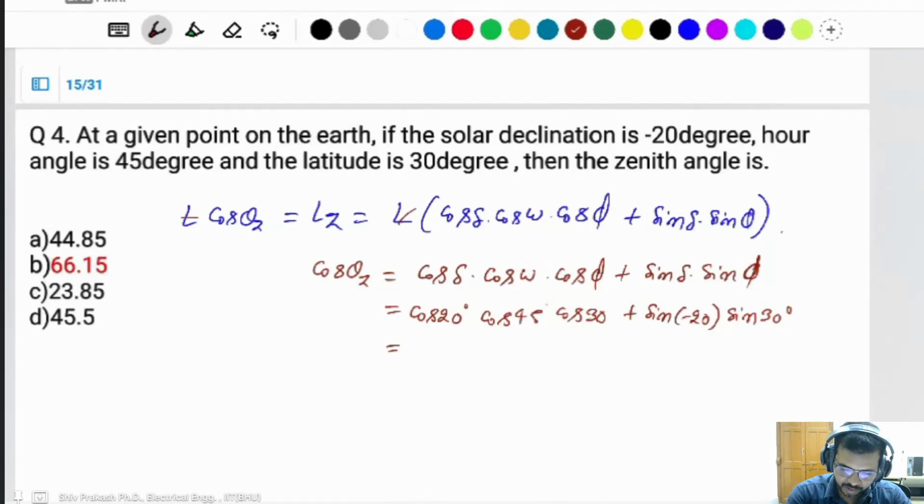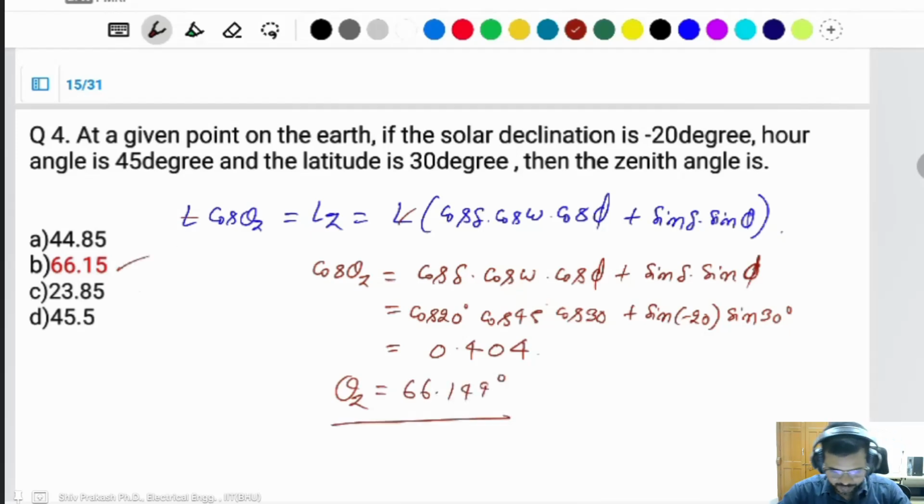Cos 20 plus cos 45, sorry, into cos 30 minus sin 20 into sin 30. It will be 0.404. And what is the theta? The cos inverse of this one. Zenith angle will be 66.144 degrees.